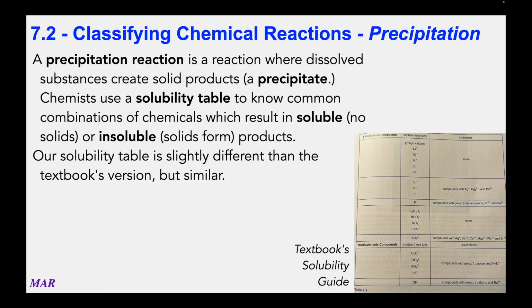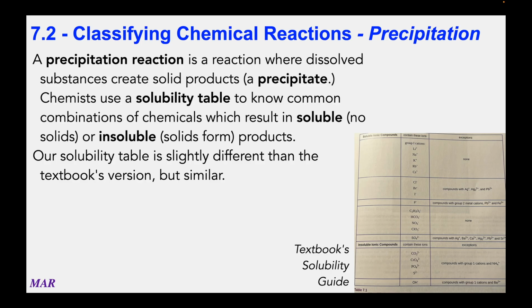So chemists like to classify chemical reactions according to what they'll do. And a precipitate reaction or a precipitation reaction is just a reaction where a solid forms. And to understand when compounds form solids and when they don't, at this level we'll use what a lot of chemists use, which is called a solubility table. And a solubility table just shows different combinations of chemicals that can result in soluble or insoluble products.